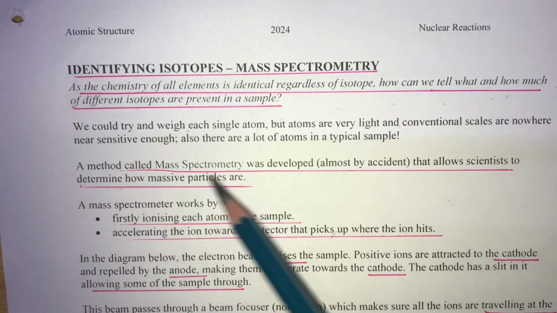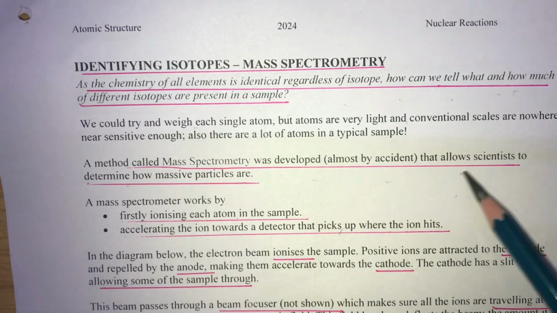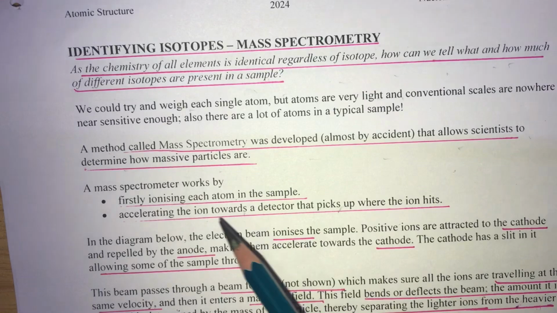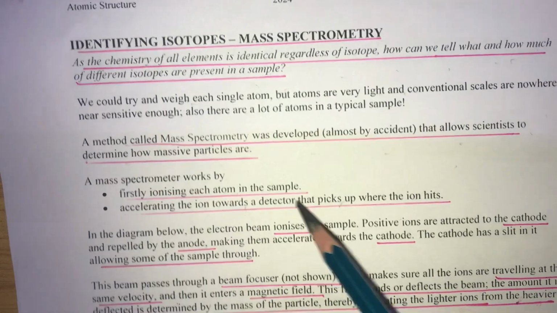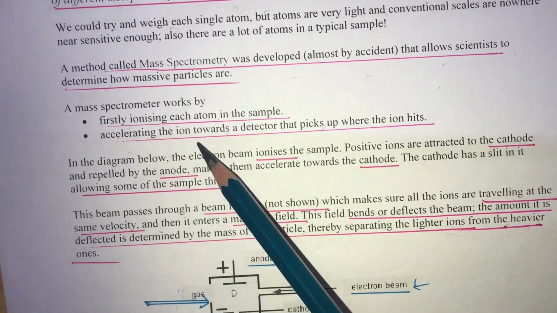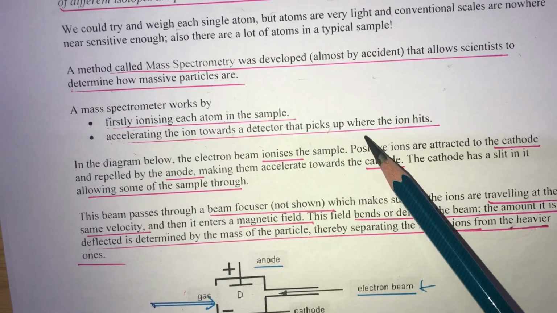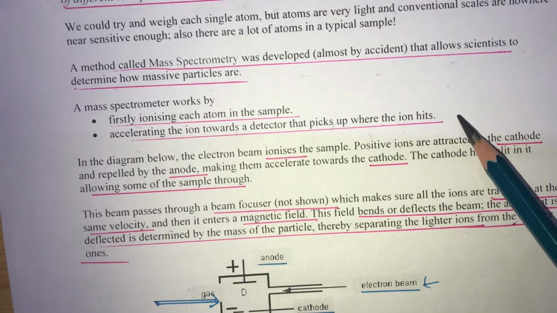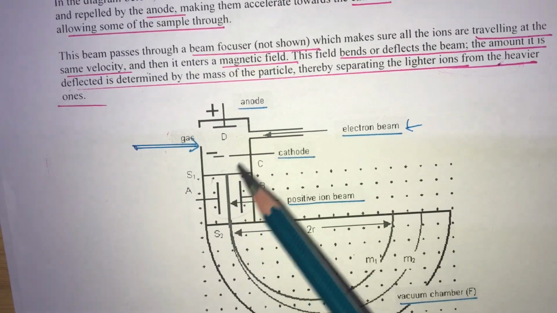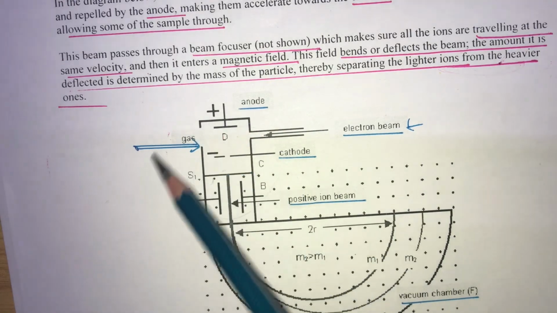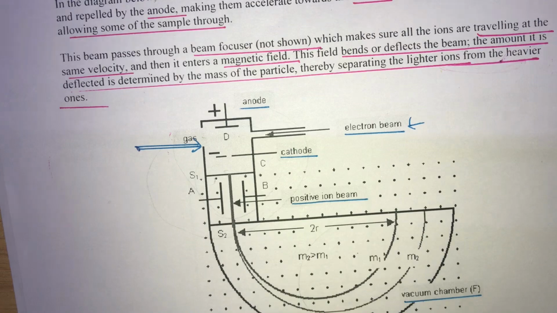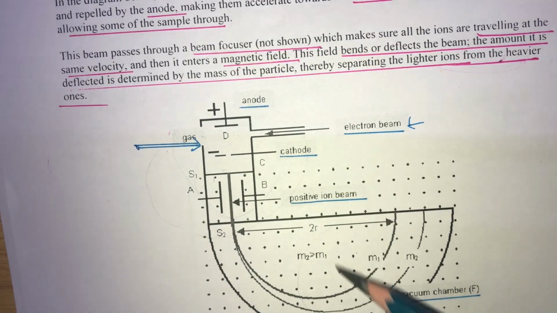A method called mass spectroscopy was developed that allows scientists to determine how massive the particles present are. It consists of first ionizing each atom present in the sample in this area. Second is accelerating the ions towards the detector, which picks up where the ion hits. Here the diagram consists of the ionizing area and the detector.